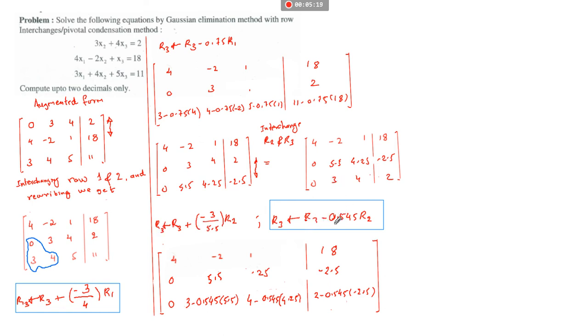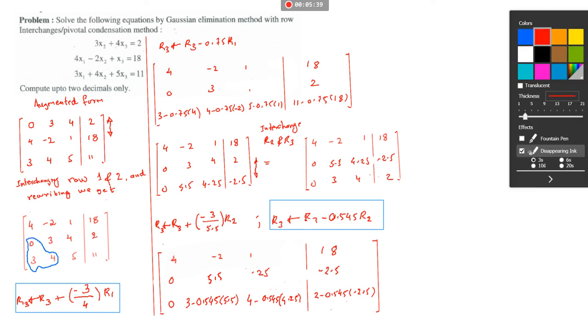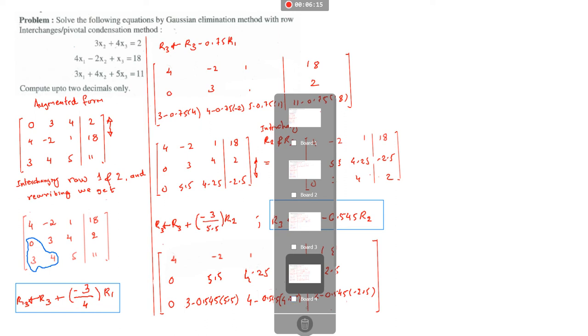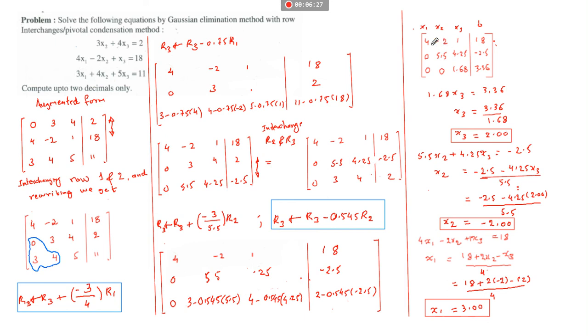Then R3 will be R3 minus 0.545 times the R2 if you simplify this. So this is the row operation which you are going to do on the R3. If you do it, then it will be 3 minus 0.54 times this one, 4 minus this, okay, sorry, something has happened there. This is actually 4.25, and now I have written this step here using this row operation. Now you come to the next step. Once you have done this operation, you will get this matrix.